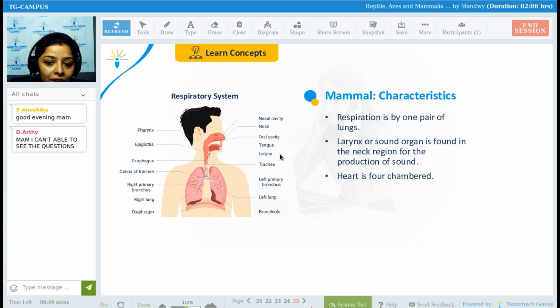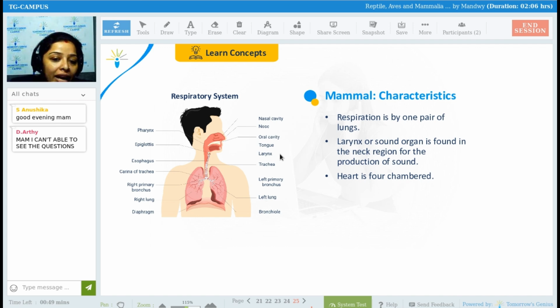Next characteristic is respiration. What happened, Anushika? Are you in a hurry for something? No, ma'am. I thought someone keeps on asking something. Someone came into the room, ma'am. Okay, parents. Okay, no problem.